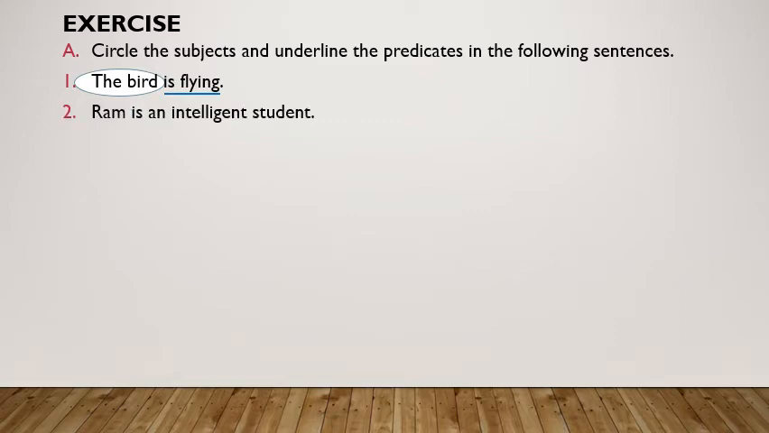Next, Ram is an intelligent student. What is the verb here? Is. So who is? Ram is. Ram becomes the subject and is an intelligent student becomes the predicate.